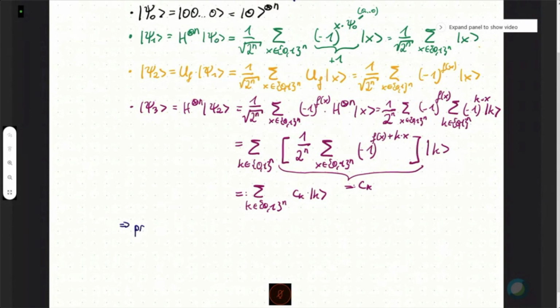Now we do the measurement on all qubits, and the question is, what's our probability to measure the zero string? Because my claim was that if we measure the zero string, we had a constant function, and otherwise a balanced function. So let's see what the probability actually is now.